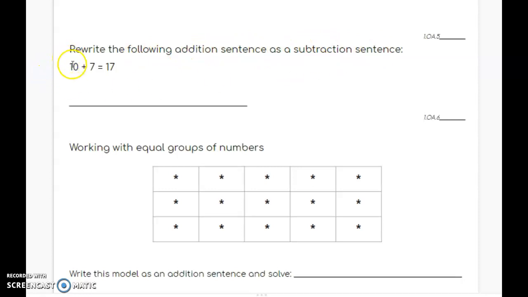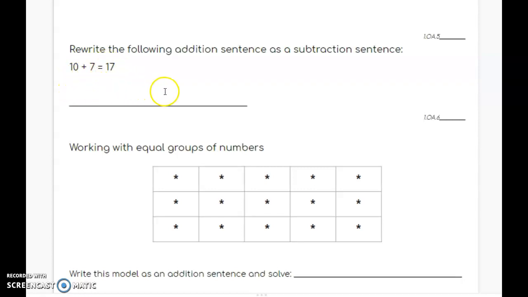So the sentence that you're working with for addition is 10 plus 7 equals 17. That is a true addition sentence. What you're going to do on this line is you're going to reorder the numbers that are given, your 10, your 7, and your 17, and you're going to write a subtraction sentence using those three numbers. Again, you're writing a subtraction sentence using the 10, the 7, and the 17.